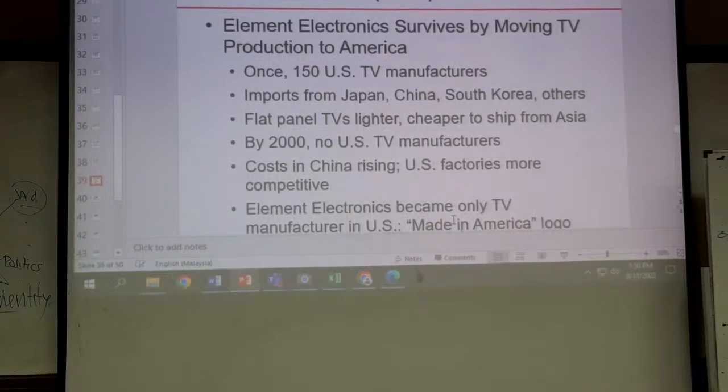Electronics survives by moving to TV. Imports from Japan, South Korea, others, flat panel TV. Now, large TV, modern TV. No more black and white, of course. These are thick TVs.